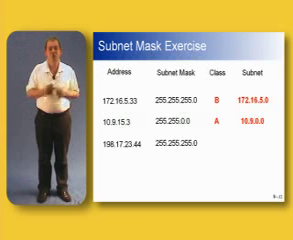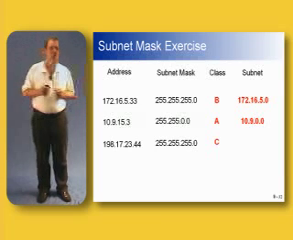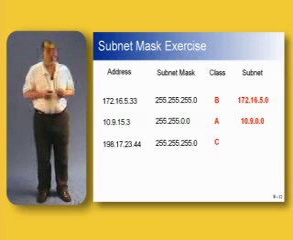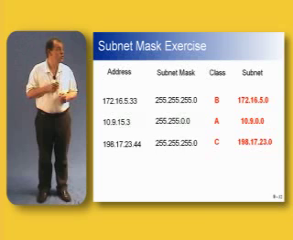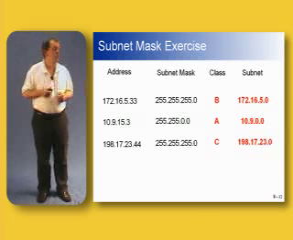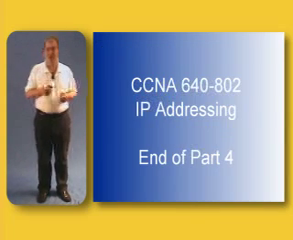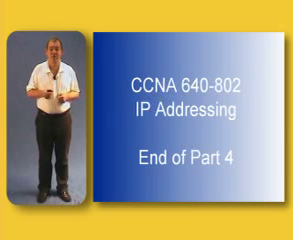Last one, the third one, 198.17.23.24 with a mask of 255.255.255.0. So it's a class C address because it's in the range 192 to 223. And also, we can tell what the subnet portion of the address is. It's 198.17.23.0, because the mask is 255.255.255.0.